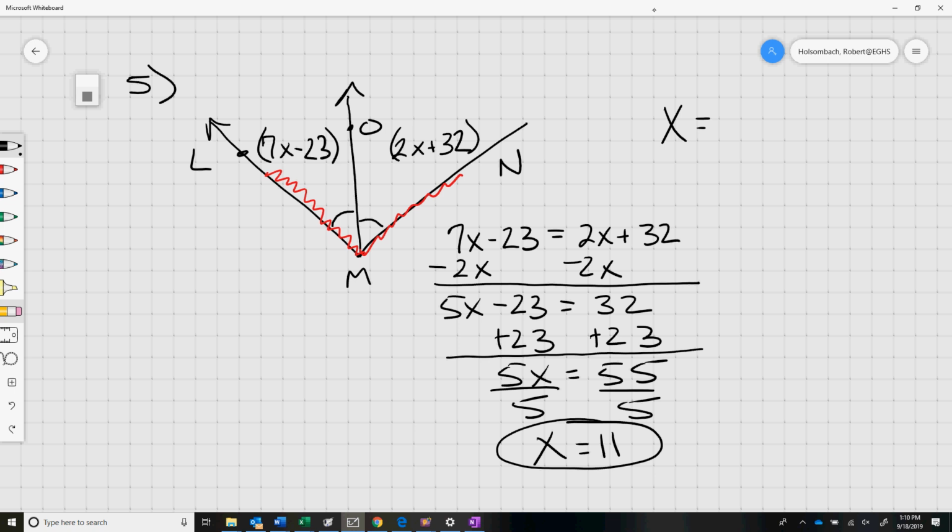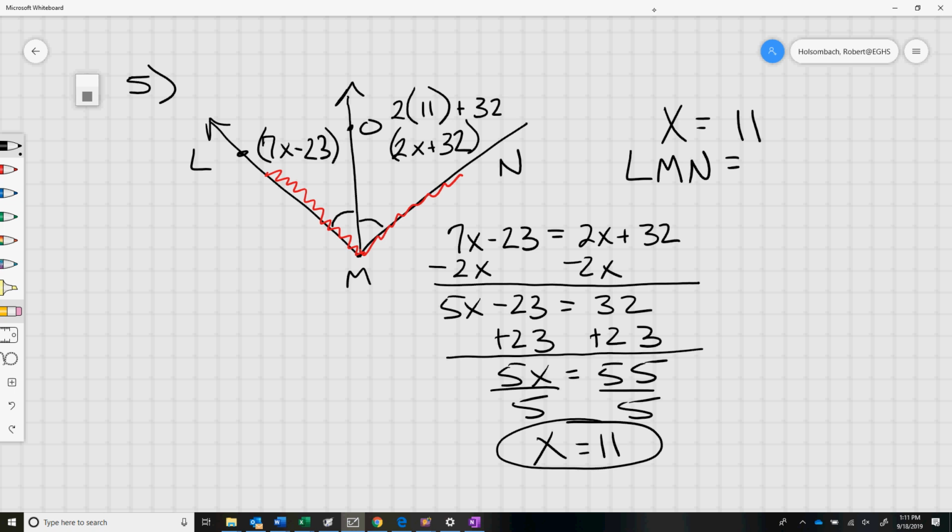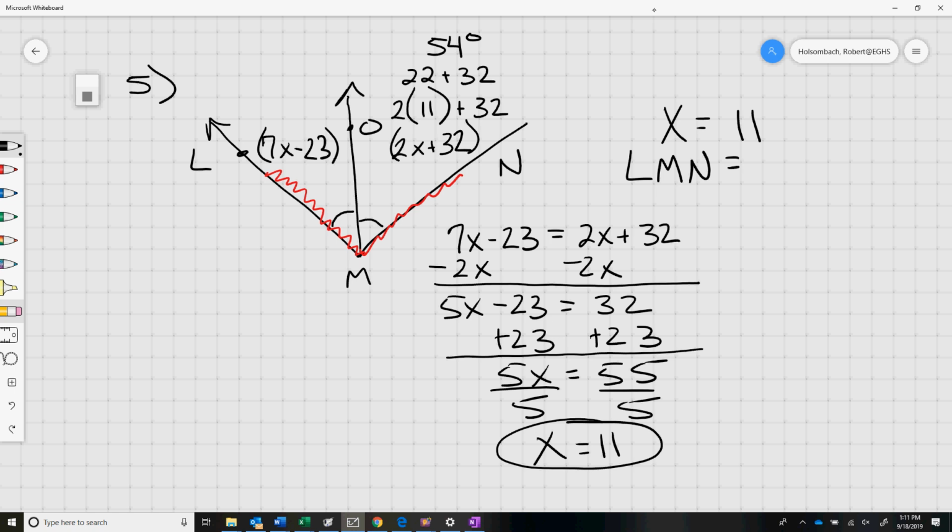Now you need LMN. So LMN equals, you take the 11 and you go to one of these expressions and you substitute it. So I'm going to do 2 times 11 plus 32. And that's 22 plus 32, which is 54. Now, if that angle is 54 degrees, and these two are equal to each other, the one on the left is 54 degrees. And they asked for the red angle, the big angle, LMN. So you take a 54, and you add it to a 54, and you get 108.